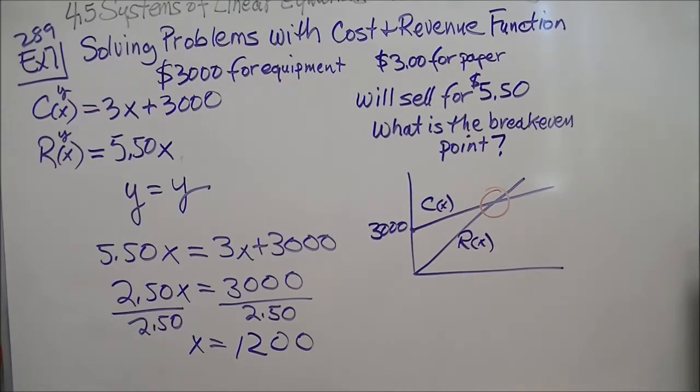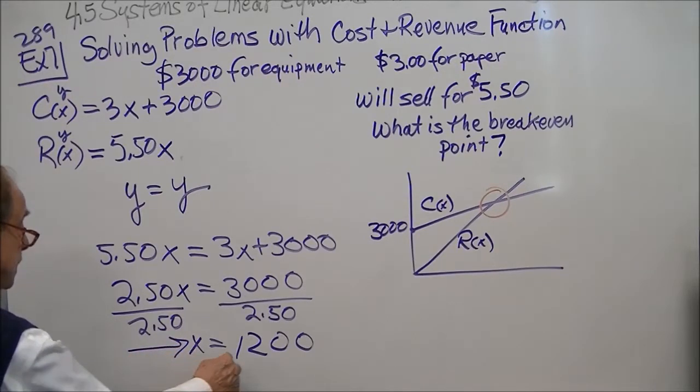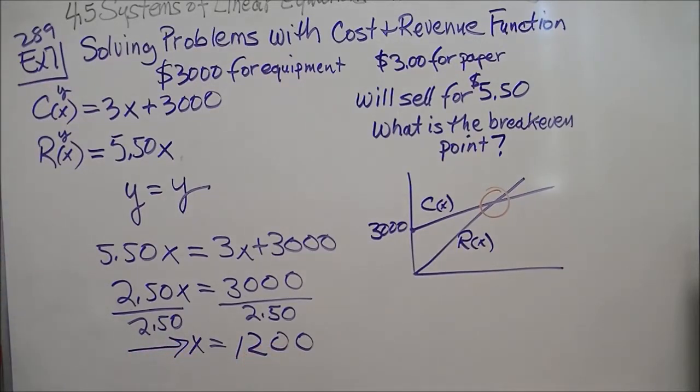What's the interpretation? What's the answer statement? That when the company sells 1,200 stationary packets, it will be the break-even point. And that's what they're looking for here.